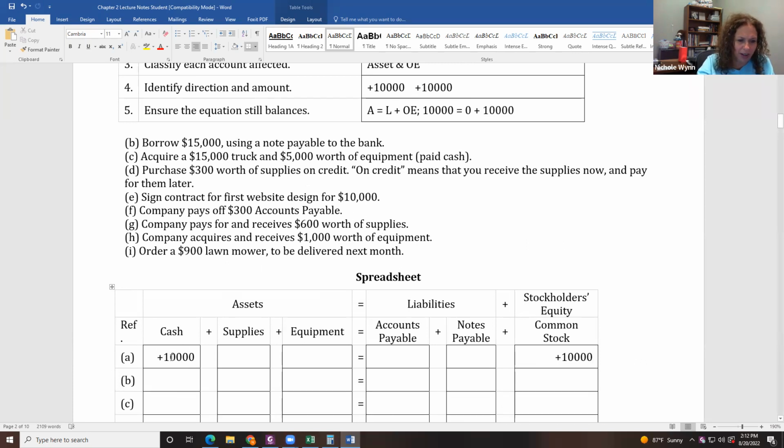So we can see our accounting equation is in balance because we put positive 10,000 on the asset side and positive 10,000 on the liabilities and equity side. So 10,000 equals 10,000. Okay. I'm going to pause real quick.